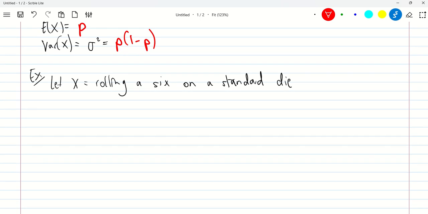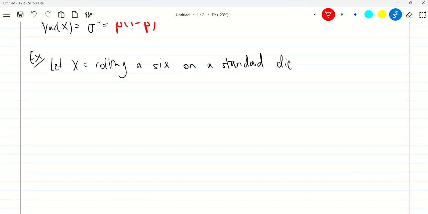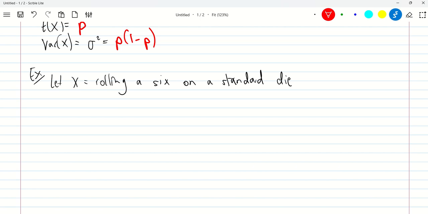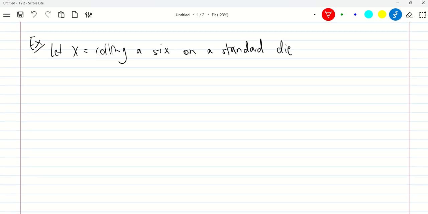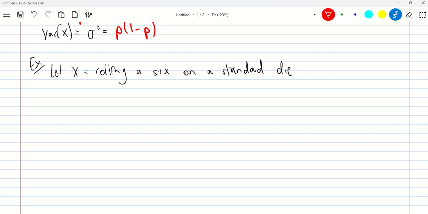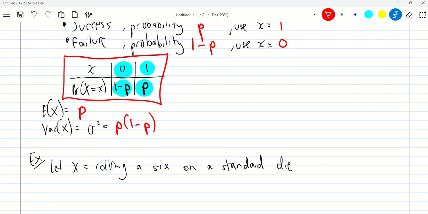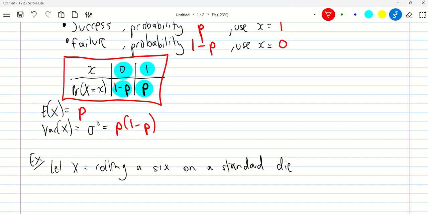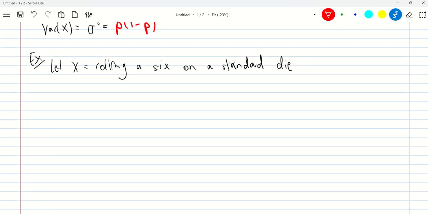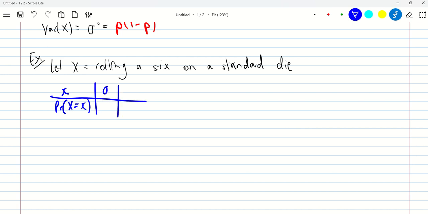Okay, so let's look at a really simple example. Let's think about if x is rolling a 6 on a standard die. That can either be a success if you roll a 6, or it could be a failure if you roll anything other than a 6, in other words, 1, 2, 3, 4, or 5. So if we put that into a table, let's do that. Sorry, I should pre-fill this out now that I think of it. Okay, so nice and simple.